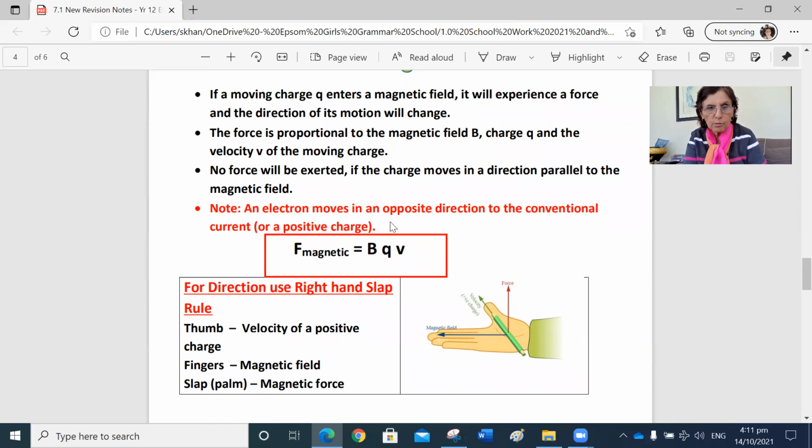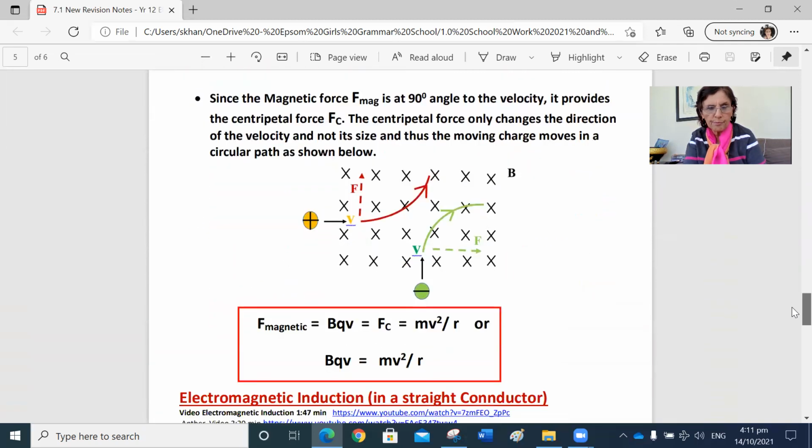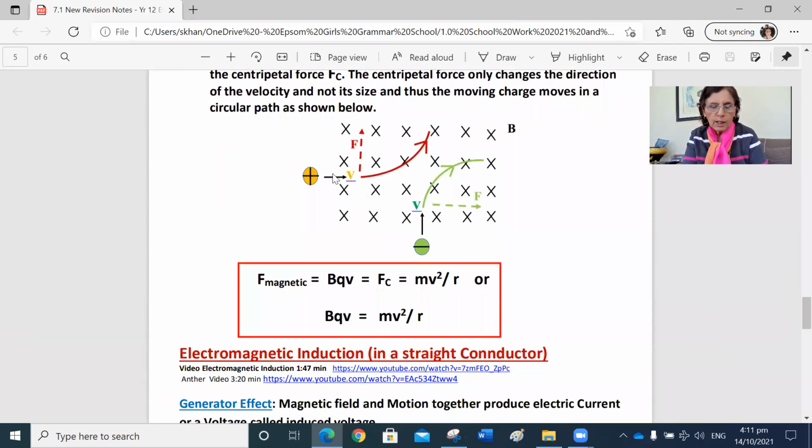And remember, an electron moves in the opposite direction to the conventional current or a positive charge. We already talked about this right-hand slap rule that we use to calculate the direction of the force. Now, we know that the size of this force is BQV. And this is the centripetal force, and centripetal force is always equal to mv squared over r. So by equating this, BQV equals mv squared over r.